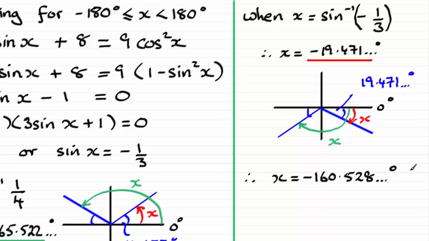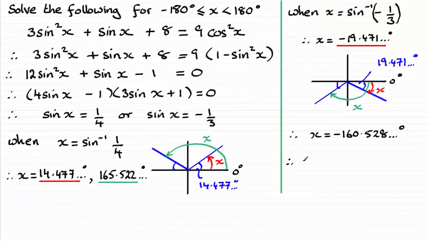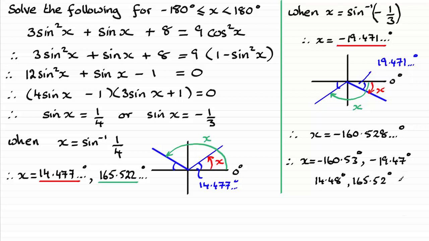Now, we've got to give our answer to 2 decimal places in this range. So in summary, let's just round all of those up. In ascending order of size, we've got x equals minus 160.53 degrees, minus 19.47 degrees, and in the first 2 quadrants we've got 14.48 degrees, and we've got 165.52 degrees. All of those answers are to 2 decimal places, 2 dp.